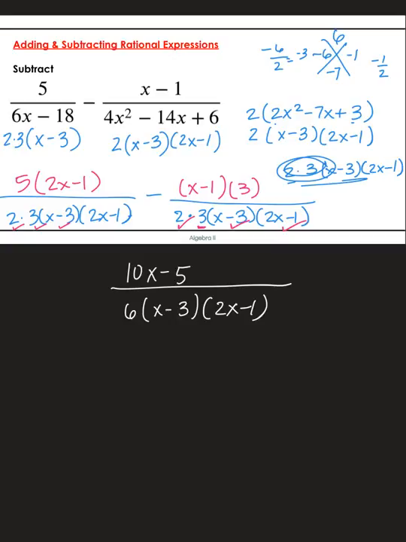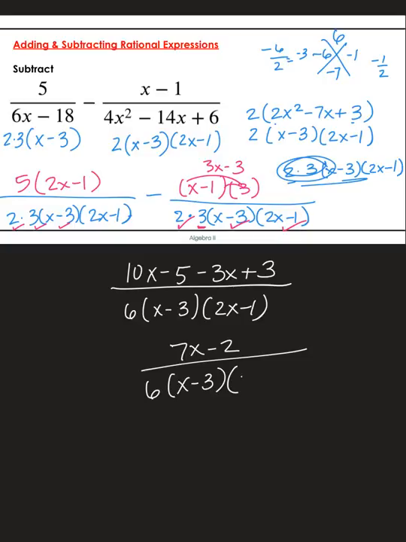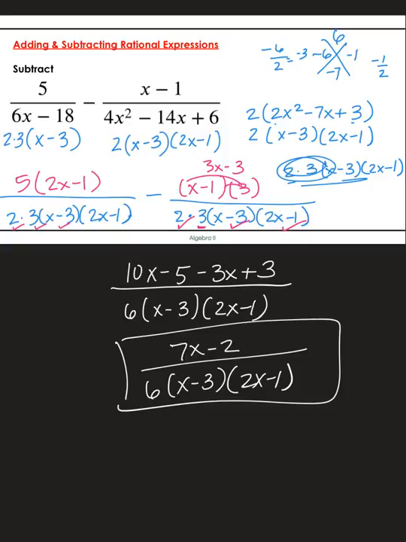And this is a subtraction problem. So I'm going to have, let's multiply this out. I want to show you what I'm doing in my head. So when I multiply it out, I have 3x minus 3 because that's distributing this 3. And then this is a subtraction problem, so that's going to make it minus 3x plus 3. And then 10x minus 3x is 7x. And negative 5 plus 3 is negative 2. And that's going to be over 6 times x minus 3 times 2x minus 1. And so this is going to be my answer.